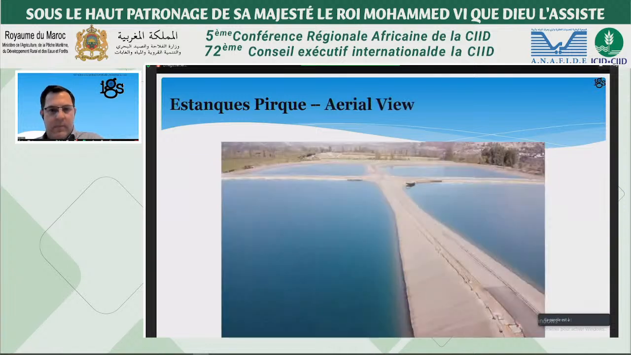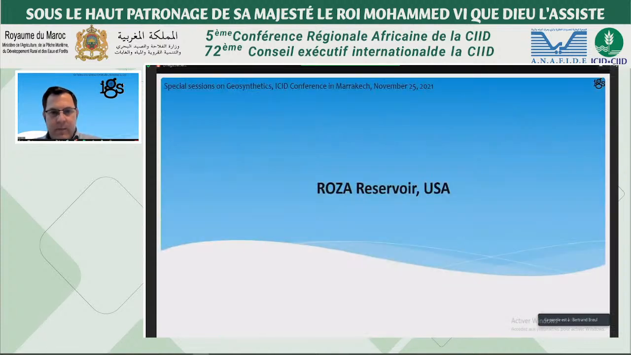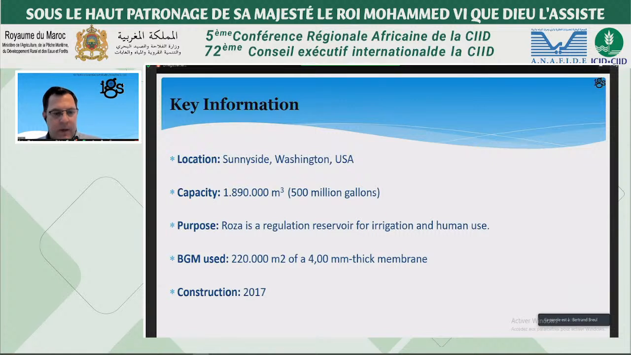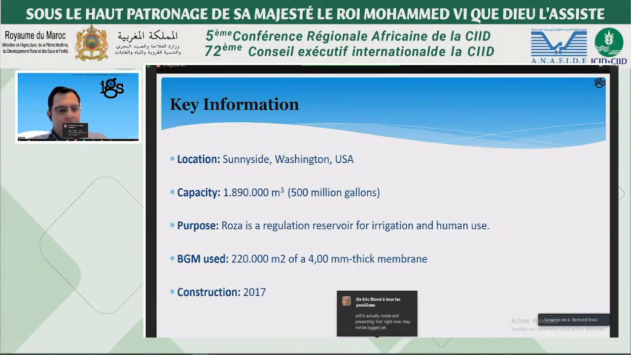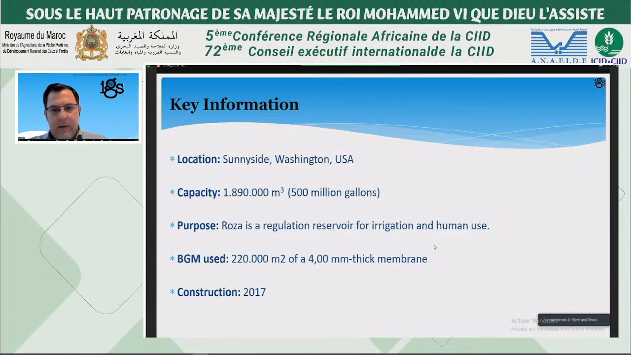And this is a general view of the project. So you see 4 of the 6 ponds. The next project is the Rosa Reservoir. It's located in Sunnyside in the Washington state in the US. It is to store almost 2 million cubic meter of water. And the purpose is to regulate the amount of water used for the irrigation and also human.